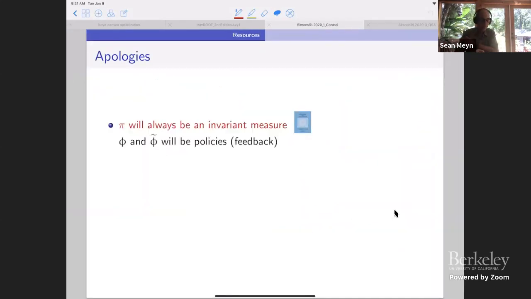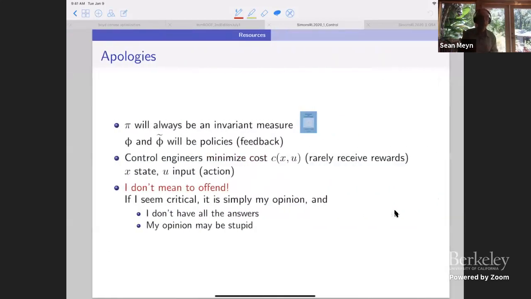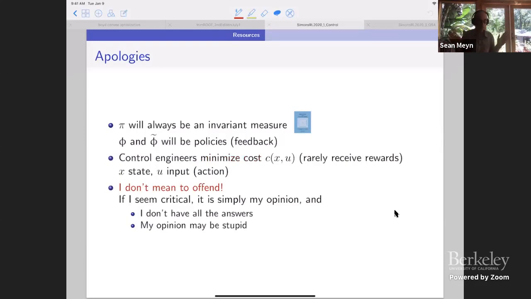Some apologies to begin with. Pi is not 3.14, and it's not a policy, because pi is an invariant measure. I'm sorry, it just always will be for me. It will never be a policy. I can't do it. So I will use phi for feedback, or I'll put a little tilde on top for a randomized policy. That's apology number one. Control engineers minimize cost. We never receive any rewards for it. It's just one of the curses of the field. So I have an input space instead of an action space, and I'm minimizing cost and not maximizing reward. It's a curse of being a control engineer. And finally, I'm not meaning to be rude or offensive. I will sometimes be critical, and it's just an opinion, so please don't be offended.